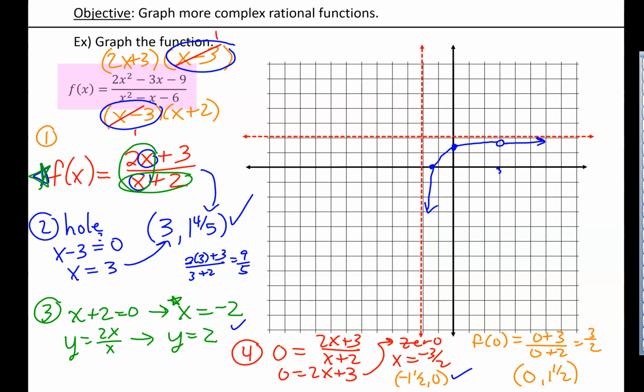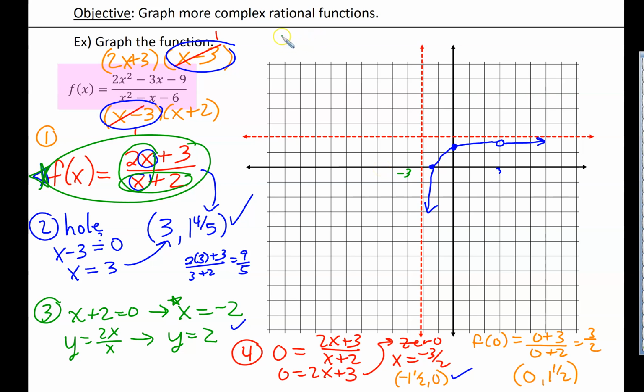So I would pick an x value closest to my vertical asymptote, so that would be, say, negative 3. And that's usually one of the easiest ones to work with, especially if you are not able or allowed to use a calculator. So I'm going to look at what happens in my reduced function if x is negative 3.